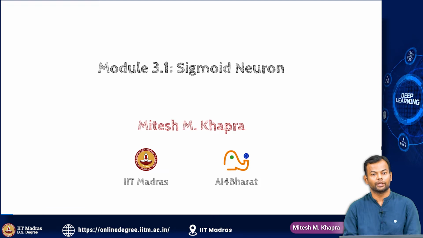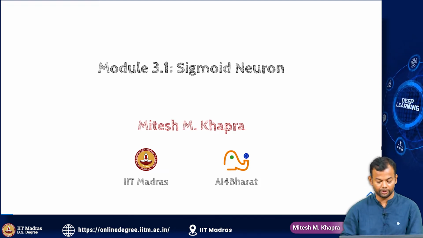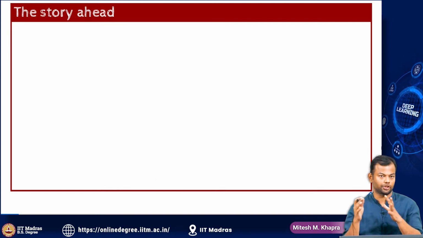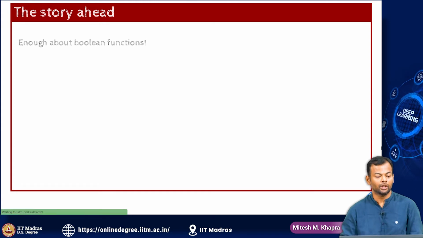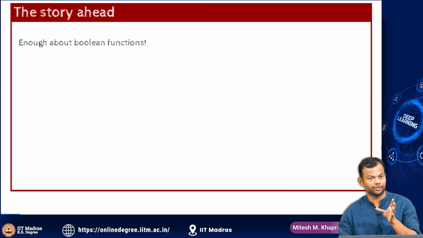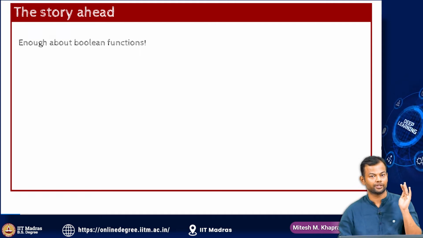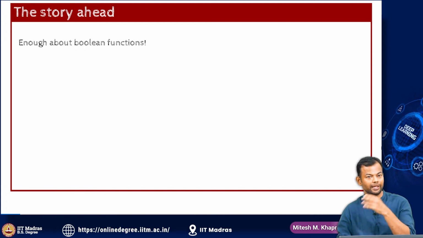Okay. So let's start with the first module, which is on sigmoid neurons. So where are we right now and what is the story ahead? Let's just get that picture clear and then we can start. So frankly, enough about Boolean functions. The last lecture, the entire thing was about Boolean functions, where we were looking at functions y is equal to f of x, where both x was Boolean and y was Boolean.